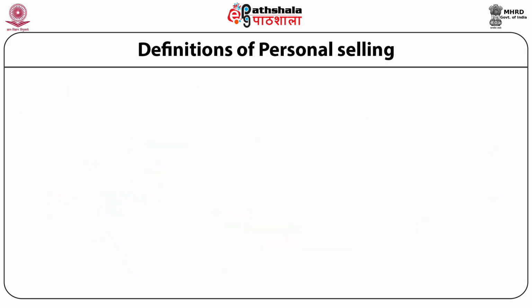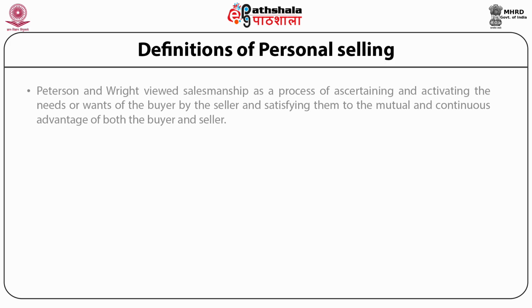So personal selling has been defined in different ways by various authors. They have given their own views regarding personal selling. Peterson and Wright viewed salesmanship as a process of ascertaining and activating the needs or wants of the buyer by the seller and satisfying them to the mutual and continuous advantage of both the buyer and seller.